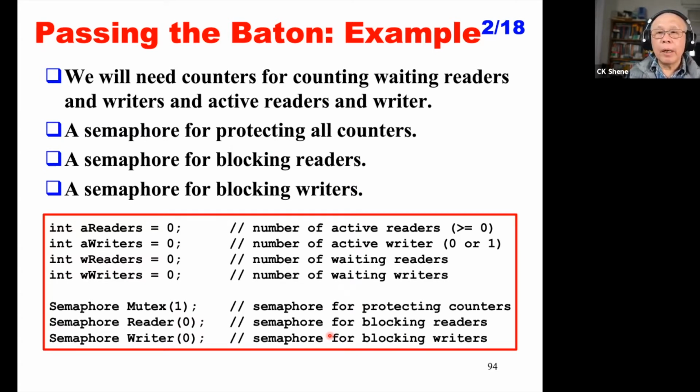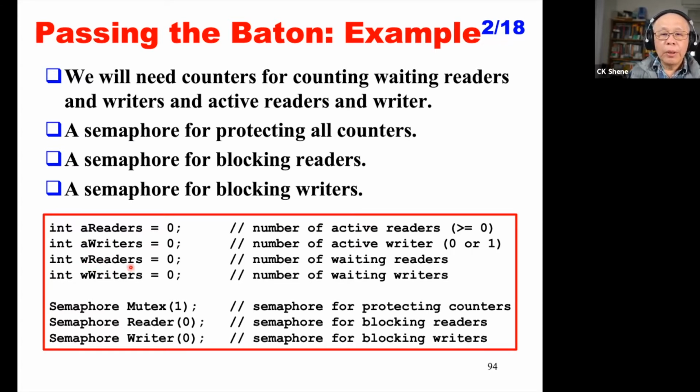Now, because we have to count readers and writers separately, remember the last two conditions. When a writer finishes, it must know whether we have waiting readers and whether we have waiting writers. So we have to count writers. So we have some counters here. We have, say, A readers, A writers. A means active. So A readers indicates how many readers are reading. It's always greater than or equal to zero. A writers means the number of writers writing. Of course, it's either zero or one.